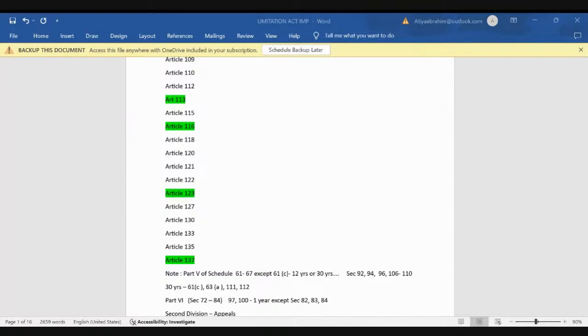Now there is an object of the Limitation Act. What is the object of the Limitation Act? See, the Limitation Act is a statute of repose, peace, and justice. Please write it down somewhere. These are important points. So, the Limitation Act is a statute of repose, peace, and justice. Please note it down.